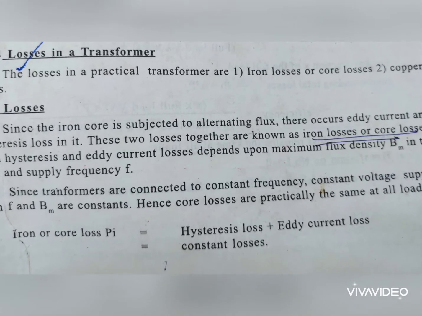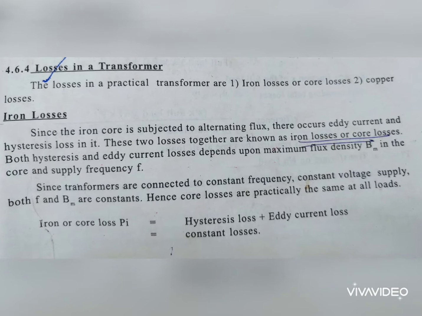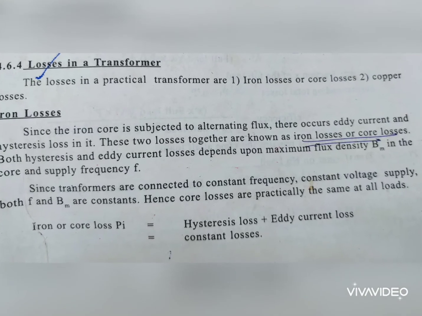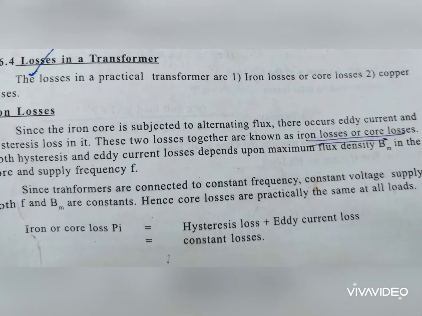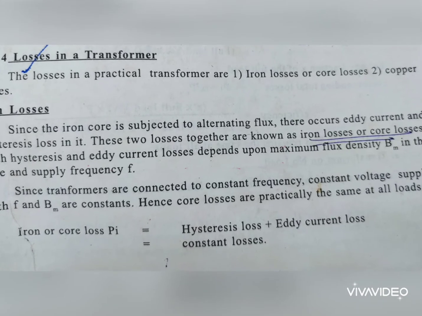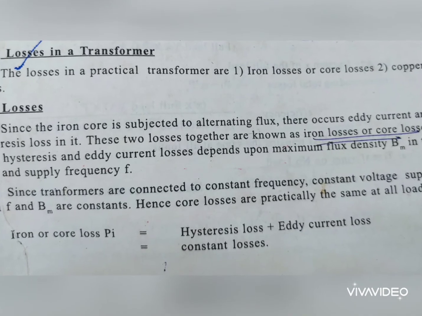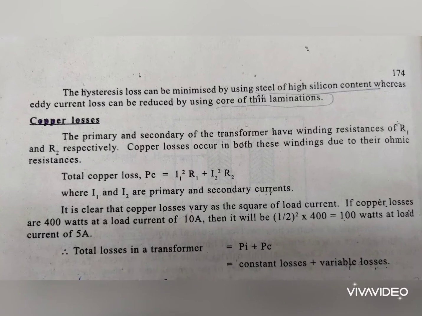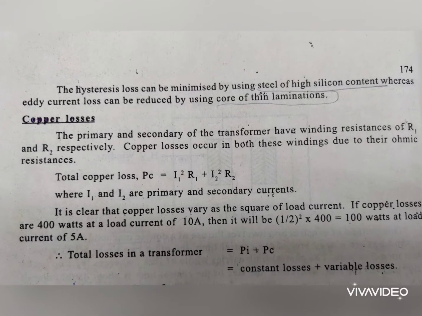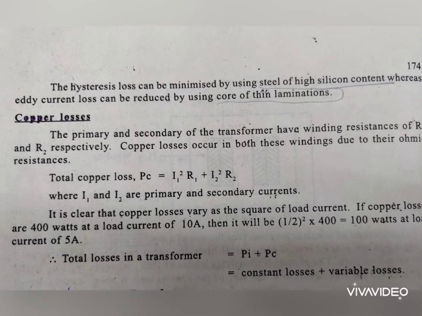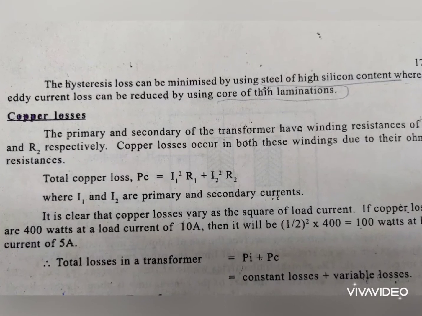Iron or core loss Pi is equal to hysteresis loss plus eddy current loss, which is a constant loss. The hysteresis loss can be minimized by using steel of high silicon content, whereas eddy current loss can be reduced by using a core of thin laminations.